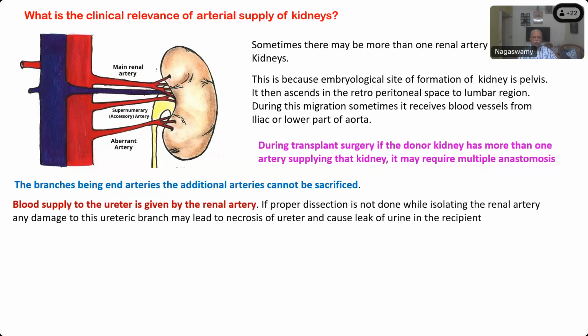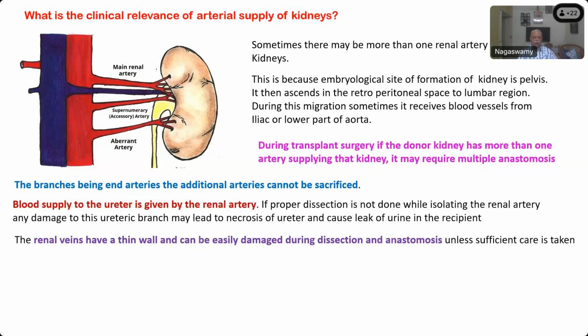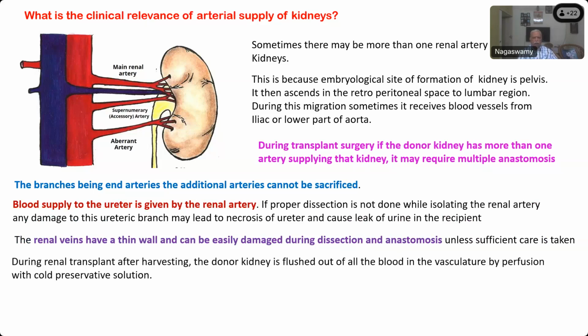So if proper dissection is not done, as I told earlier, you may cause ischemia to the ureter and cause leakage of urine. These are all the clinical relevance of the blood supply to the kidney. I should have made it blood supply, not arterial supply. The renal veins have a thin wall and can be easily damaged during dissection or anastomosis unless sufficient care is taken by the surgeon.